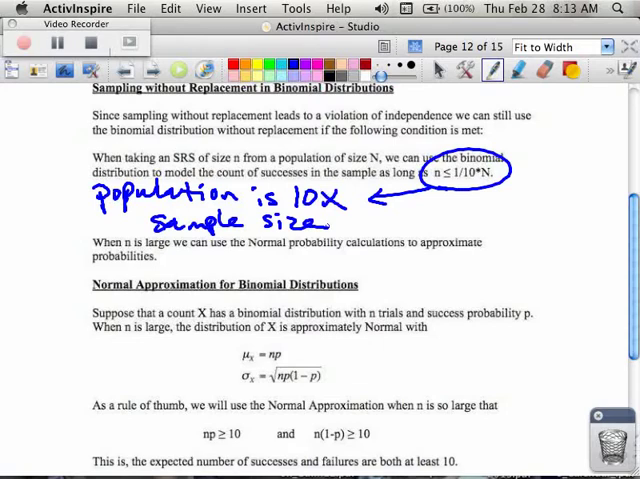So for example, if I was talking about people shooting free throws, and I talk about 10 shots, maybe that person shot 1,000 shots at the free throw line that season, and when I take the sample, what I'm saying is the 1,000 shots are at least 10 times the 10 shots that he was taking as my sample. So you want your population to be at least 10 times the sample size. It can be more. It has to be at least, I should say, greater than or equal to 10 times. Good question.